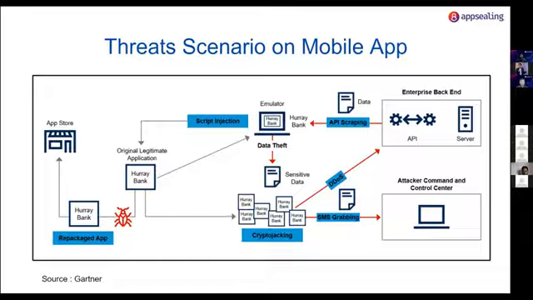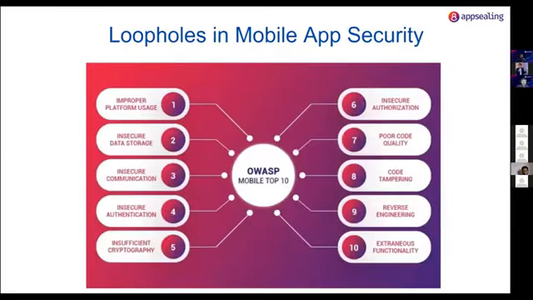So this is the threat scenario on mobile applications, and it is potentially available. This is a proven scenario provided by Gartner, and our team found that this attack is feasible as well, and there are many available tools that currently support this scenario. So, OWASP Mobile Top 10 keeps releasing information about the loopholes in mobile apps.